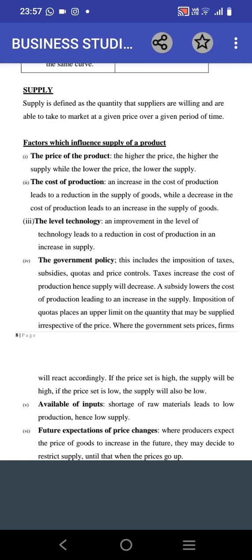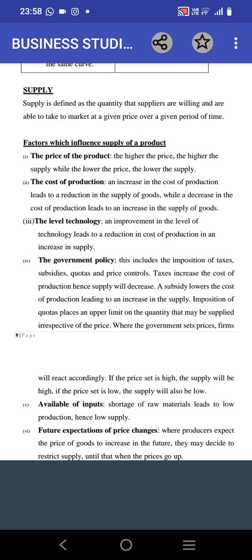Okay, let's see the definition of supply. Supply is defined as the quantity that suppliers are willing and able to take to the market at a given price over a given period of time. This means that suppliers, those who make goods, are willing to take their goods to the market, where people buy and sell goods. The suppliers take goods to the market so they can sell, and they give a price.